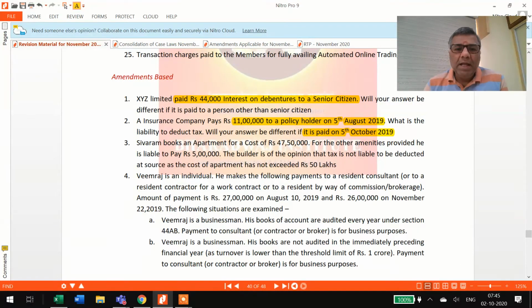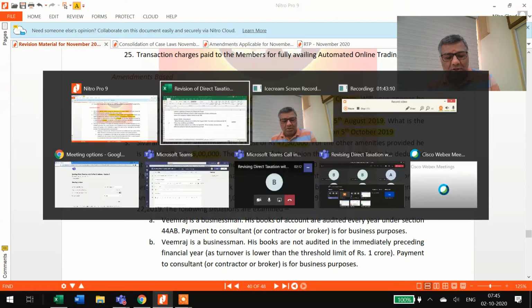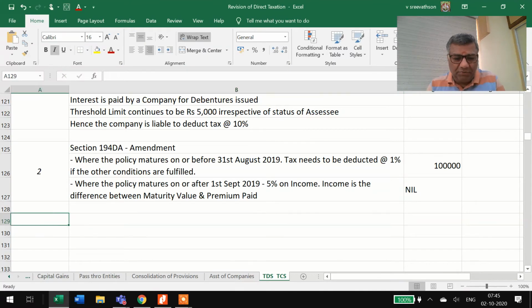Next, Sivaram books an apartment for 47,50,000. For the other amenities provided, he is liable to pay 5 lakh. The builder is of the opinion that tax is not liable to be deducted at source, as the cost of the apartment has not exceeded 50 lakhs.